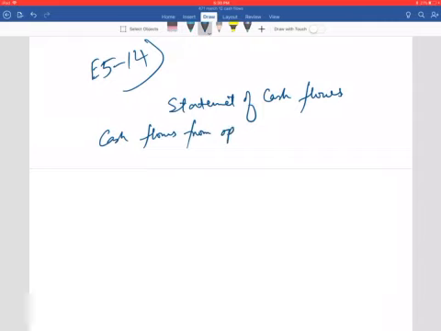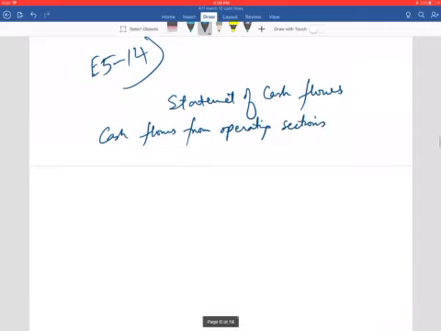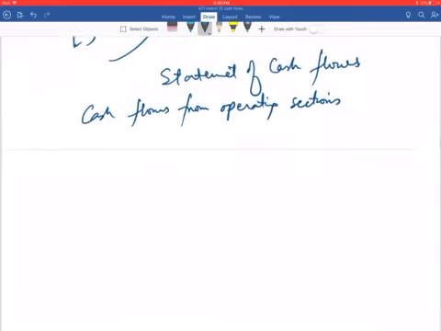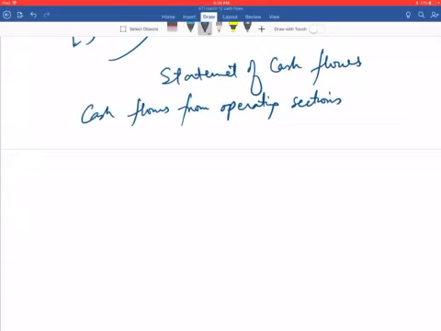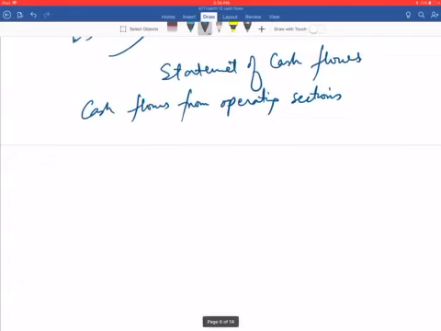Cash flows from operating section. We know from other chapters, the operating section is a very important section because that's where the company's main business is. It has predictive information, so it's an important piece, right? So let's do that. Cash flows from operating section.